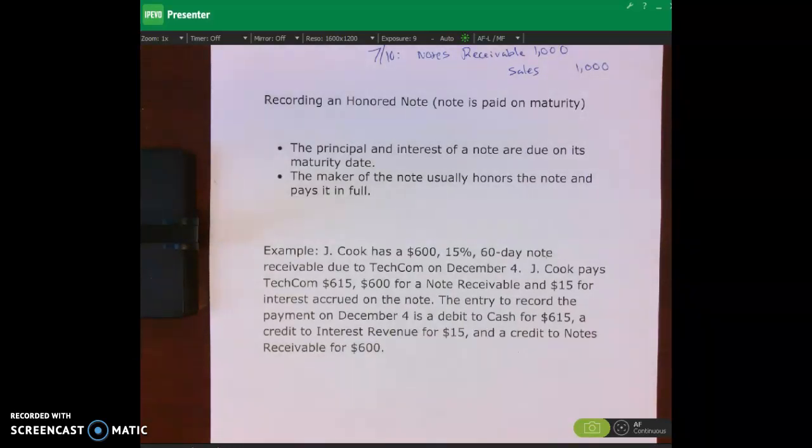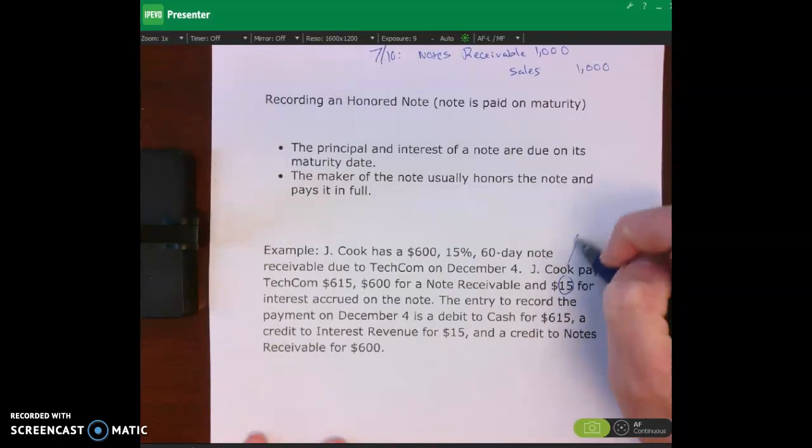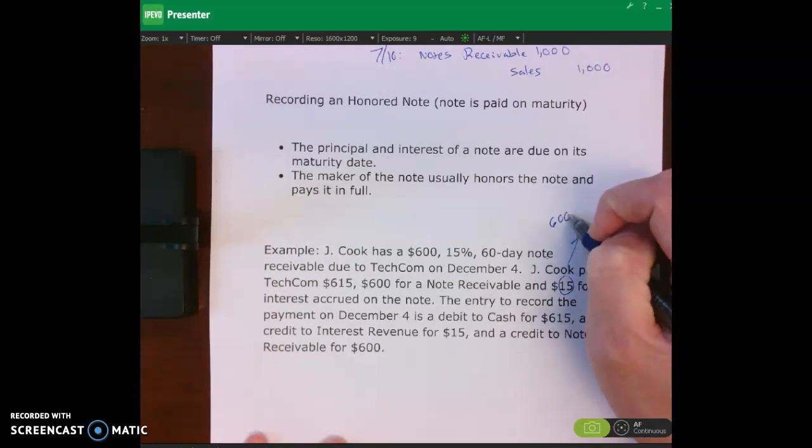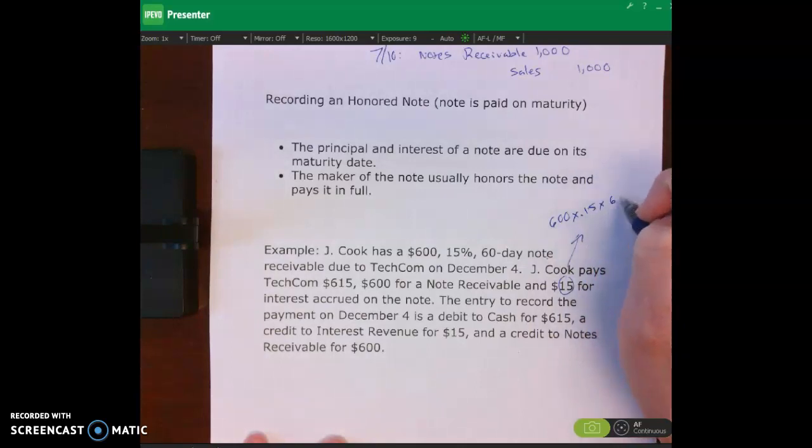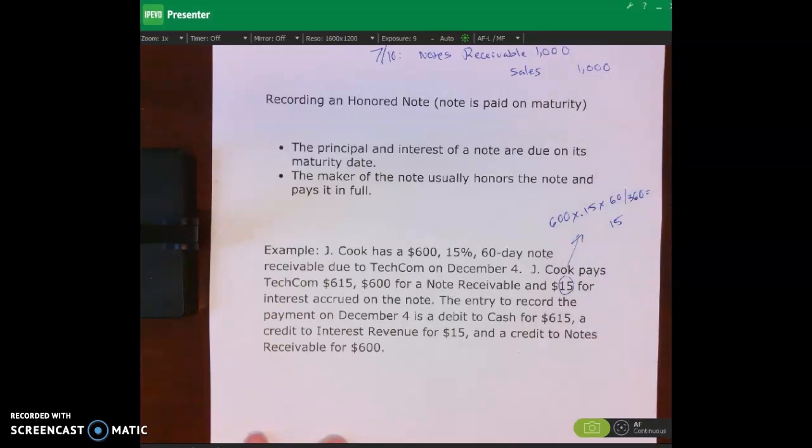So let's look at that journal entry, and we'll actually write it out. Let me show you how we calculated this $15 in interest. We take our principal, $600, times our yearly interest rate, times 60, divided by 360, and that gives me $15.